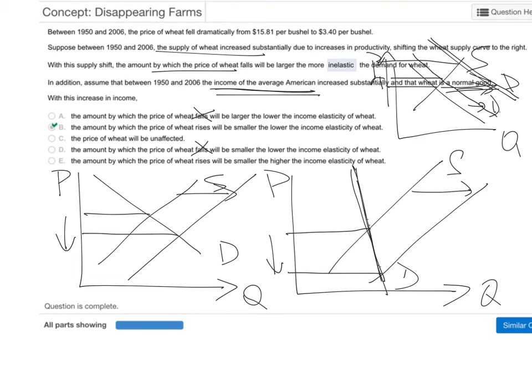And now it says price of wheat rises will be smaller the lower the income elasticity is. So that's my shift over here. That makes sense. The amount by which price of wheat rises will be smaller the higher the income elasticity is, not true, because the more income elastic it is, the bigger the shift's going to be and the much bigger change in the price. So the only one that fits is B. Hope this helps.